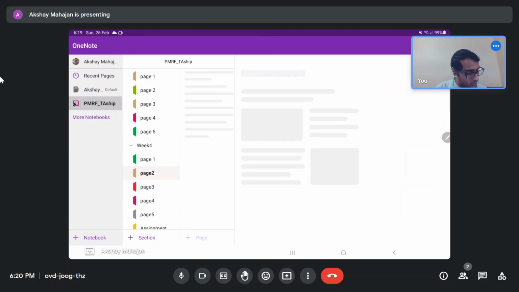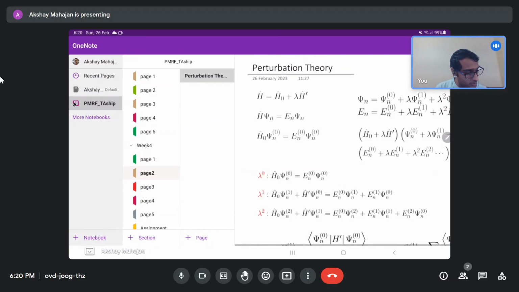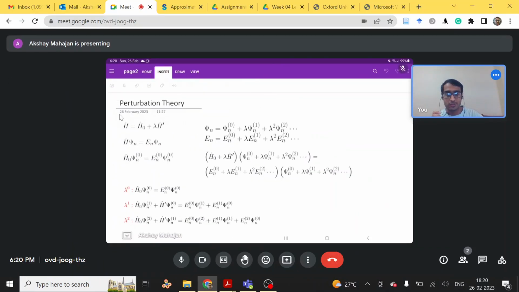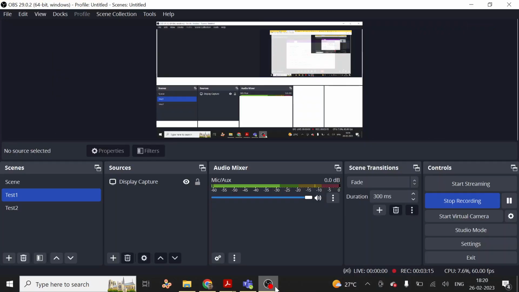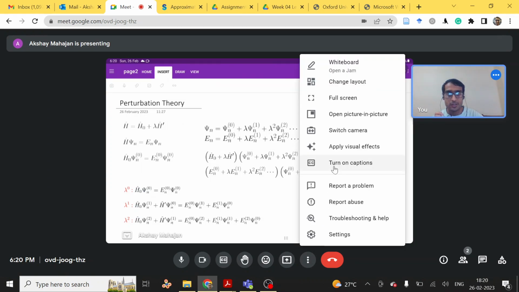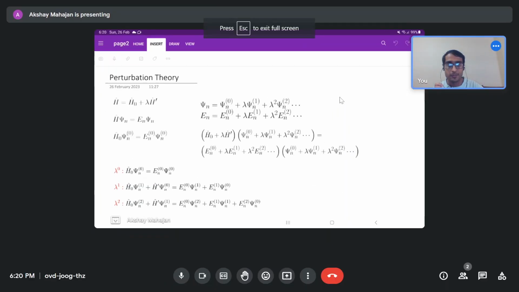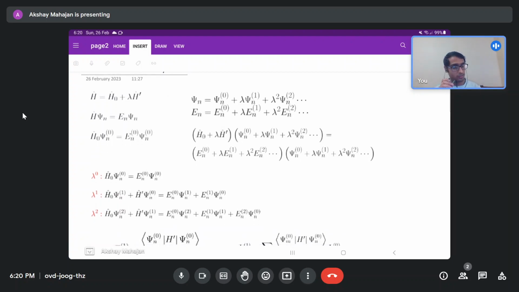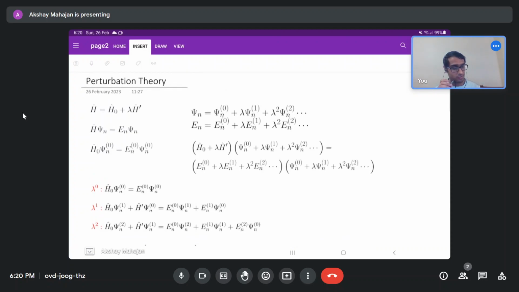Okay, so let's go to perturbation theory. All right, let me just check once. All right, sorry. I'll just go full screen again. Okay. So let's talk about perturbation theory. This is just a quick revision from the lectures itself. These are equations exactly from the lectures.